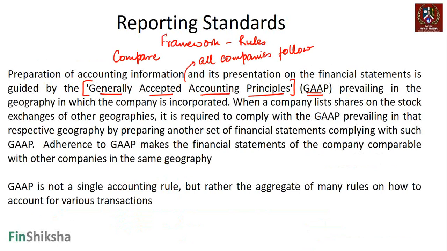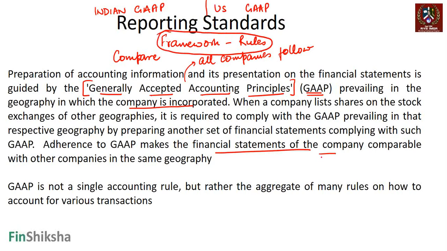Now, this GAAP is typically provided by the geography in which the company is incorporated. So India, for example, provides what is called Indian GAAP. US provides what is called US generally accepted accounting principles, right? We'll come to a problem in that in a moment in terms of different geographies giving different data sets, but broadly, there is going to be a framework or a rule that gets this creation done, right? Adherence to GAAP makes financial statements of a company comparable with other companies in the same geography. So all companies in India will follow a similar set of reporting standards. And that basically ensures that companies can be compared against each other.